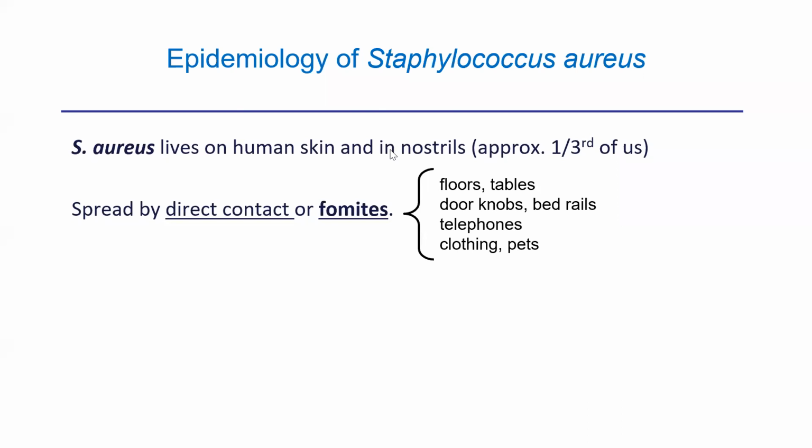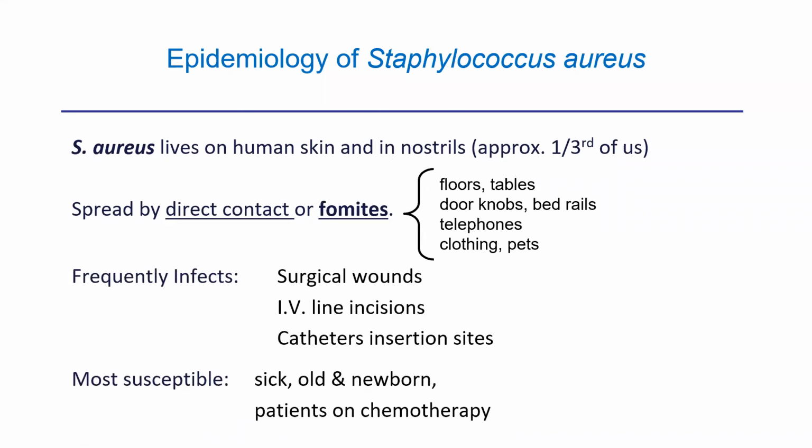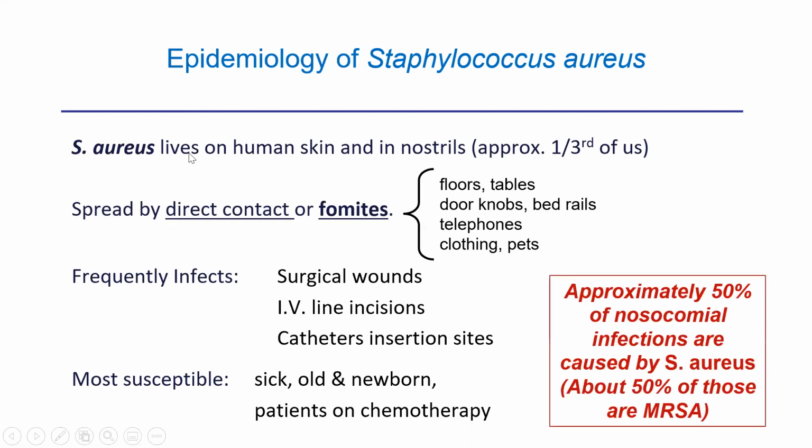And what else can we say about it? It can frequently infect surgical wounds, IV line incisions, catheters, like I said, you name it. It is in a hospital. Staph infections are a little bit of a nightmare. And in particular, it's quite nasty if your immune system is not great, which means a lot of people in hospitals, particularly old people and newborns, it can be more scary, or people on chemotherapy, which is obviously something we don't want. And I threw this number here, I think, before. About half of the hospital-borne infections, nosocomial infections, are caused by Staphylococcus aureus, and a quarter to a half of those are caused by MRSA.